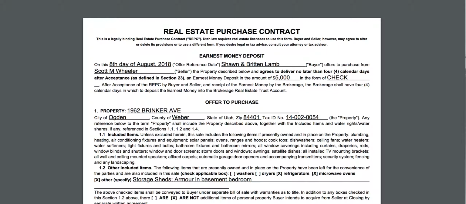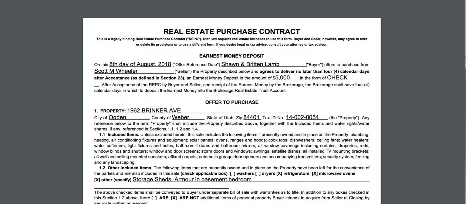After acceptance of the real estate purchase contract by buyer and seller and receipt of the earnest money, the broker shall then have 4 calendar days in which to deposit the earnest money into the brokerage real estate trust account. So typically from the time we have acceptance to the time the check is deposited and cleared is about 8 calendar days total. Clients have half of that to get you the check, and then we have another 4 days to get it deposited.